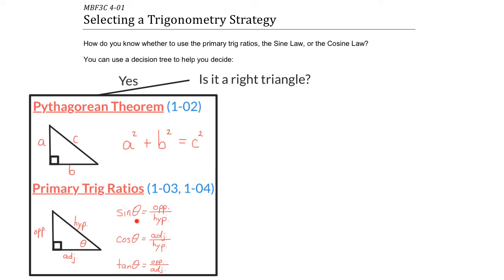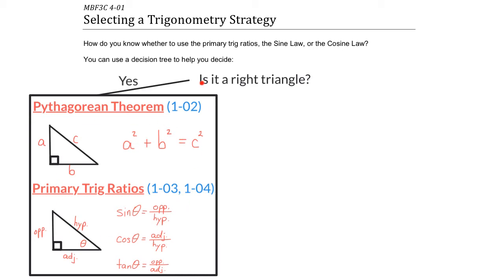So sine of the angle, sine theta, is opposite divided by hypotenuse. Cosine is adjacent divided by hypotenuse, and tangent is opposite divided by adjacent. And we looked at how to solve for a missing side or a missing angle using these. So if you have a right triangle, you can use any of these strategies.